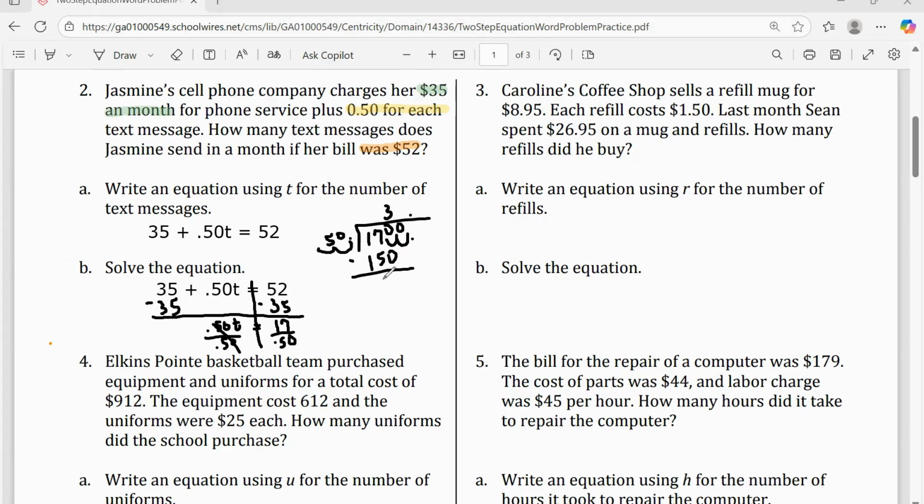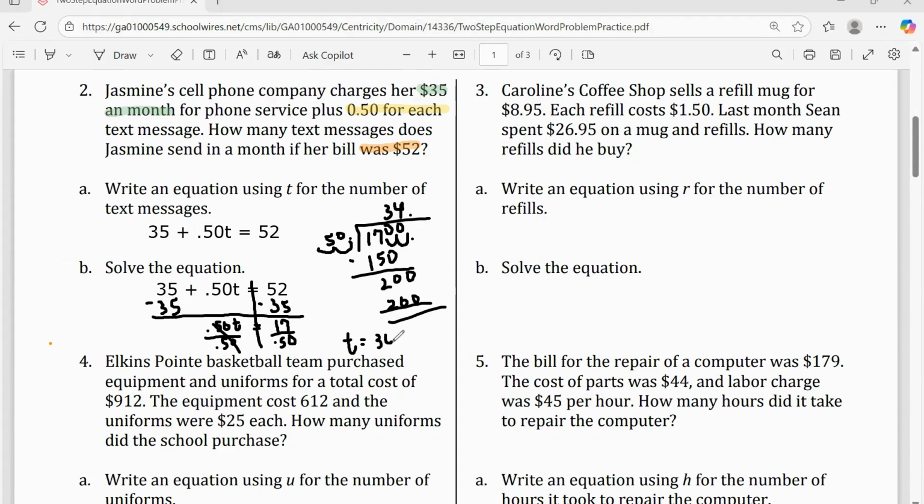Okay, 7 minus 5 is 2. Keep this 0, and then we got to bring that last 0 down. Okay, so we got to think, what is 200 divided by 50? Or how many times can 50 go into 200 without going over? That would be 4. Okay, 4 times 50 is 200. So that would have given us an answer of T equals 34.